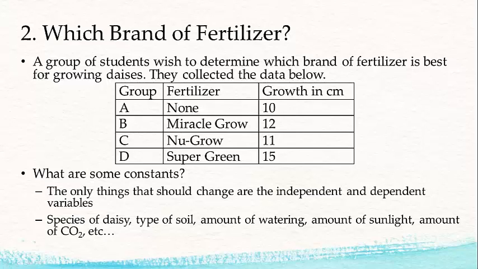Otherwise, let's say I exposed each of my experimental groups to a different amount of sunlight, how do I know that the reason Miracle-Gro grew 12 centimeters or Supergreen grew 15 centimeters? How am I certain that it's just because of the fertilizer? If it's a different amount of sunlight, maybe that is why they grew differently.